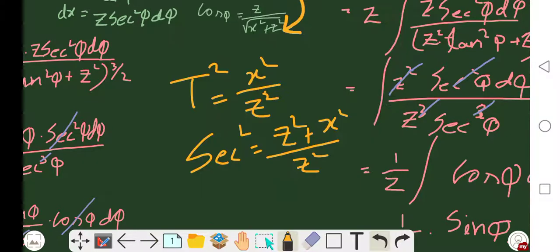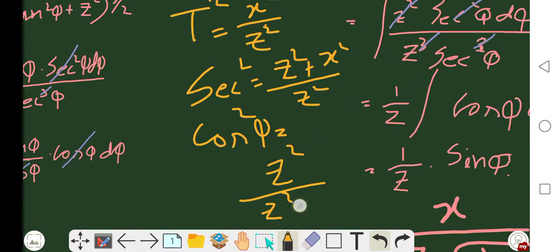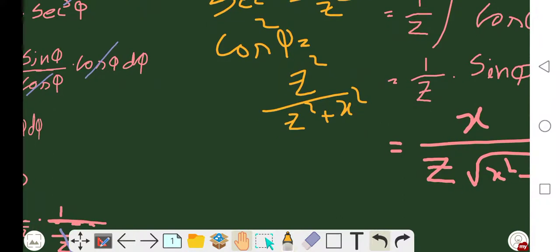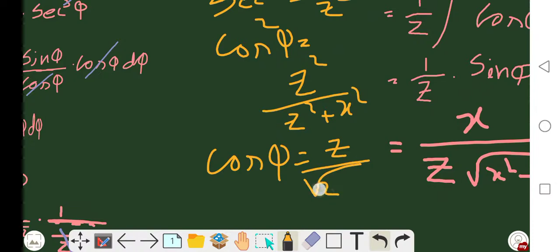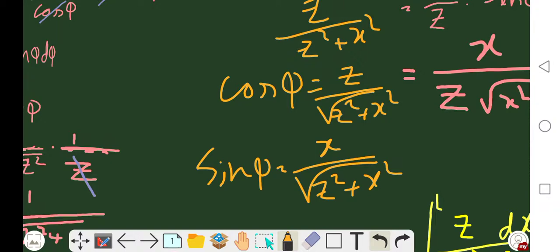Then cos square phi equals z square by z square plus x square, and cos phi equals z by root over z square plus x square, and then sin phi equals x by root over z square plus x square. So that's how it works.